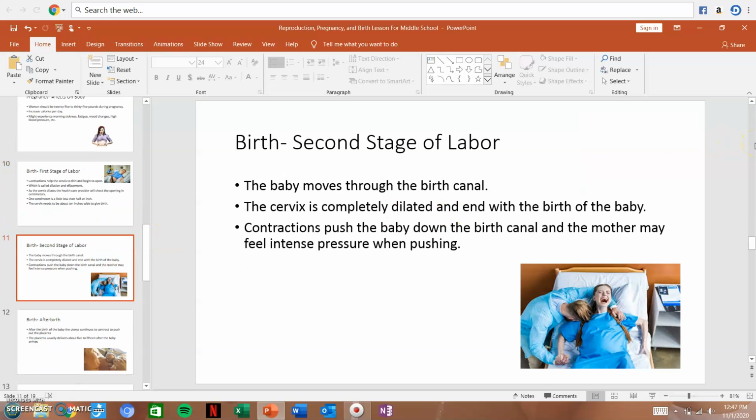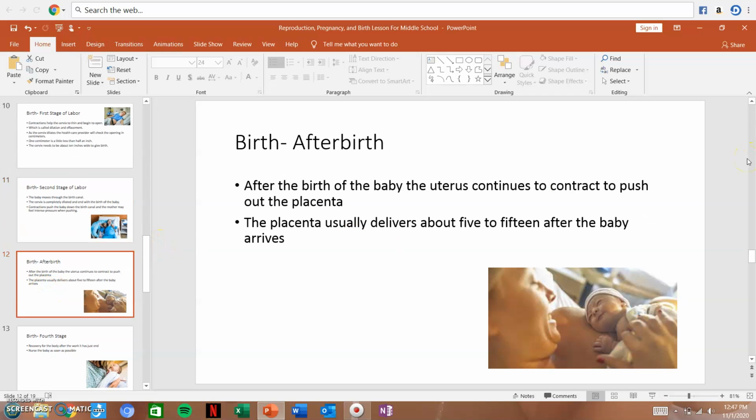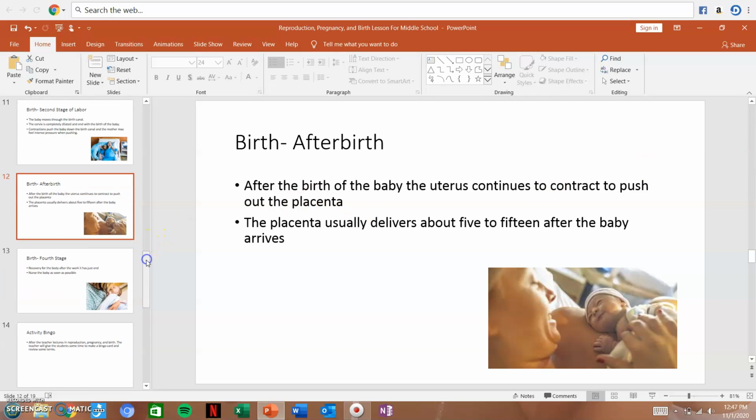The second stage of labor: the baby moves through the birth canal. The cervix is completely dilated, and this stage ends with the birth of the baby. Contractions push the baby down the birth canal, and the mother may feel intense pressure when pushing. The third stage, after the birth of the baby: the uterus continues to contract to push out the placenta. The placenta usually delivers about 5 to 15 minutes after the baby arrives.